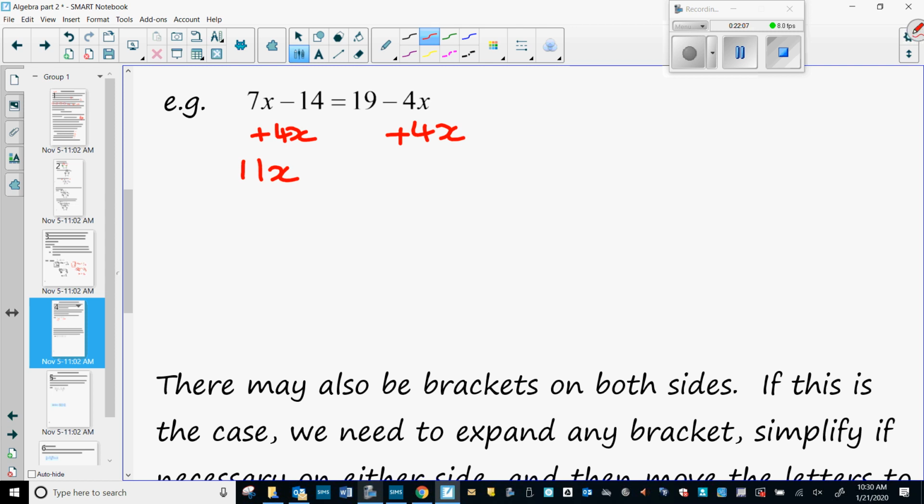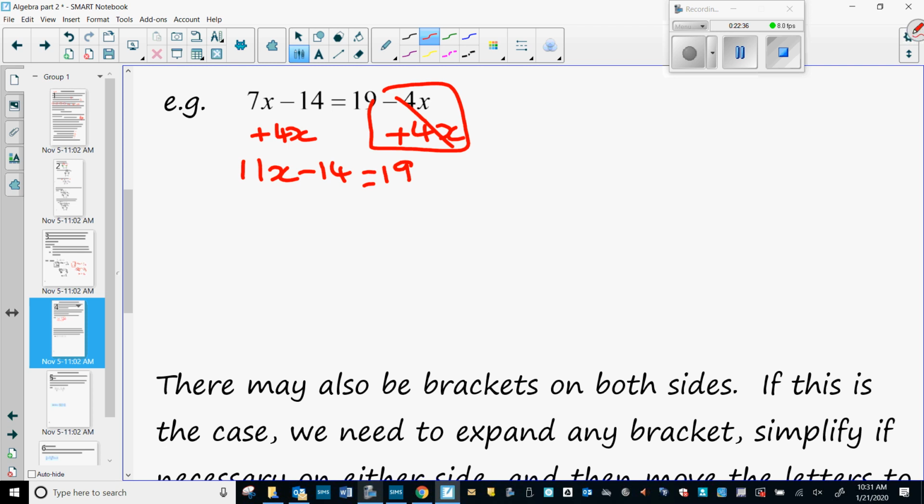Now the other ones cancel. I've still got my negative 14, I've still got my equals, and I've still got my 19. These ones have cancelled each other out. So they've gone. That was the whole reason for adding on 4x. So far, so good? Now this looks just like the ones that we did before.